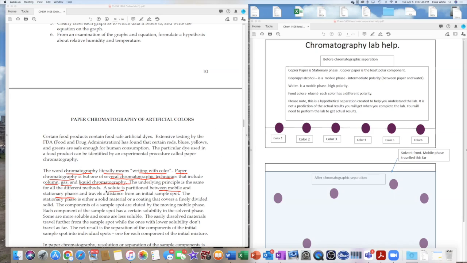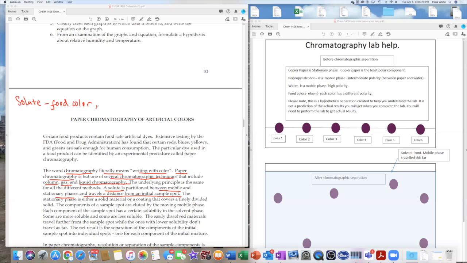Okay, great. So we're told here in this process, the way this works is a solute is partitioned between a mobile phase and a stationary phase and travels a distance from an initial sample spot. Okay, what does this mean? Your solute here will be the food color. So I'm going to write here, it's going to be food color. And this food color will be partitioned between a mobile phase that will be the solvent that you put the paper in, and a stationary phase. The stationary phase here will be the paper.